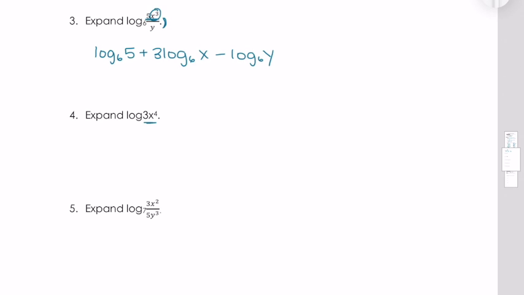All right, let's look at the next one. 3x to the fourth. That 4 is just for the x. It's not on the power of the 3. So log of 3 plus 4 log of x.